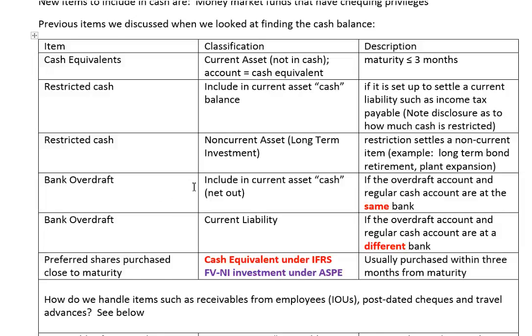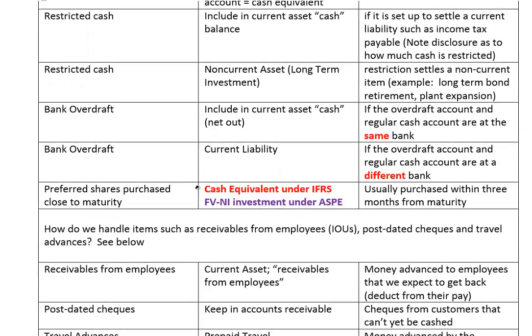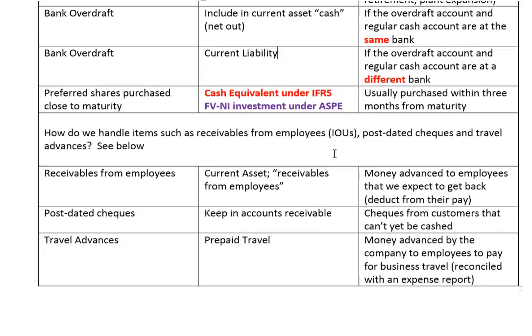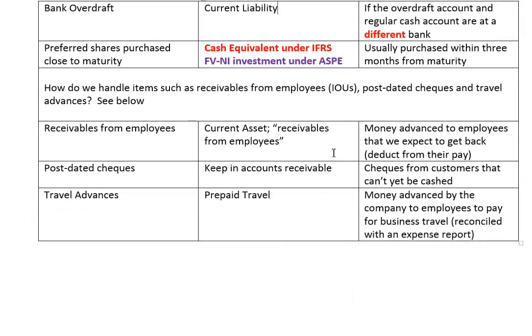If we had a bank overdraft, we've talked about overdrafts many times, we would include it in our current asset cash balance if we can net it out of the cash, because normally a bank overdraft means that we owe the bank money. So we can net it out of our current asset cash balance if that overdraft account and the account that we have money in are being held at the same bank. But if they're being held at a different bank, then we have to set up the overdraft as a current liability.